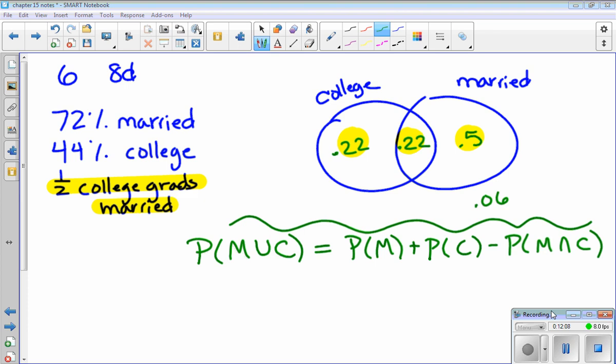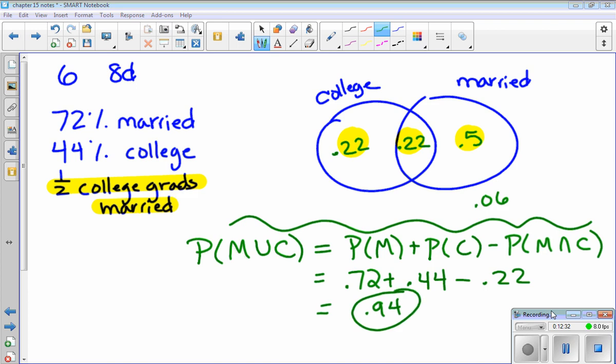So I'm going to plug in what I know. The probability of married is 72%, or 0.72. The probability of college is 0.44. Minus the probability of married and college is 0.22. When I do that, I get the same thing as adding everything inside the Venn diagram, and I get 0.94. Yes, Charles? Couldn't you just use 0.22 and 0.5 and that would split it since they're already split? Oh, it's the second split, right. So yes, you answered your own question.